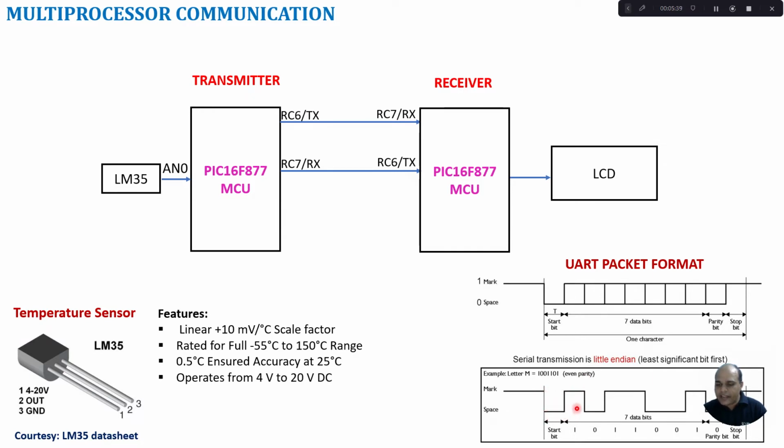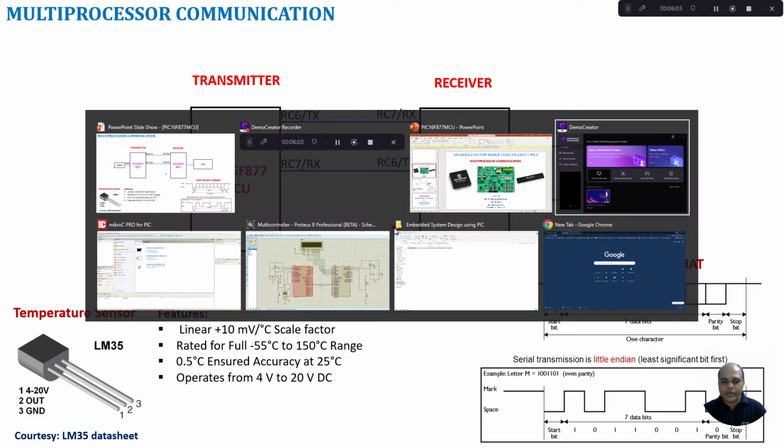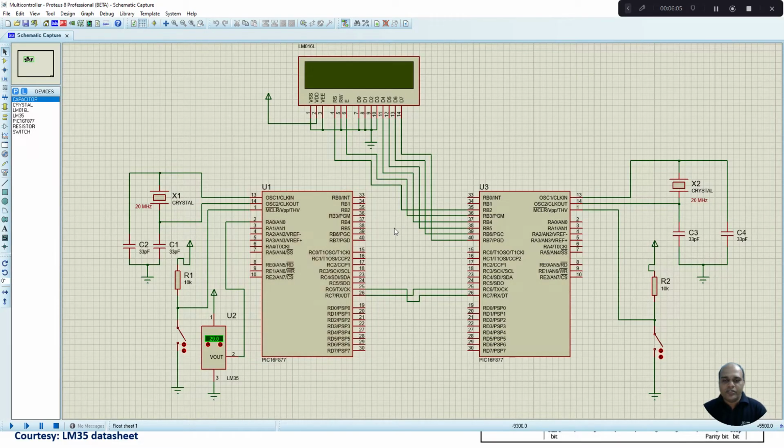Then comes your LSB bit. So LSB bit is 1. Then subsequently the remaining bits will come. Then finally your MSB part. And then a parity bit, and finally a stop bit. So this is how the transmitter and receiver communicate with each other through UART protocol. So now let us go and build the circuit using Proteus 8 Professional software.